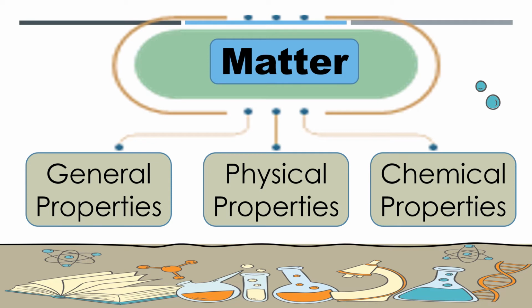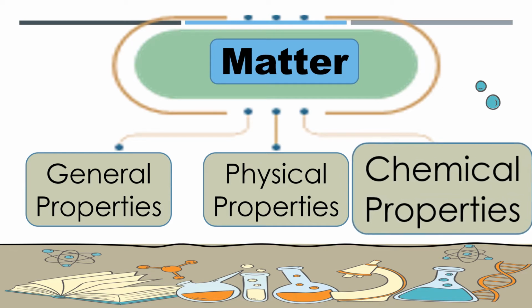We are going to move from physical properties of substances to exploring their chemical properties. How chemical property differs from physical property. When you determine a chemical property, you actually change the identity of the substance.